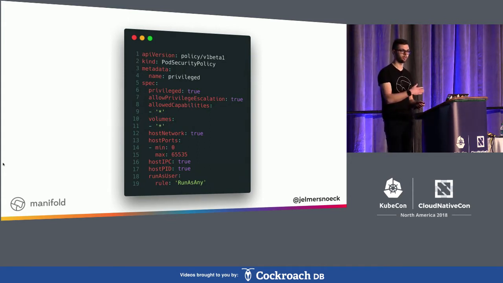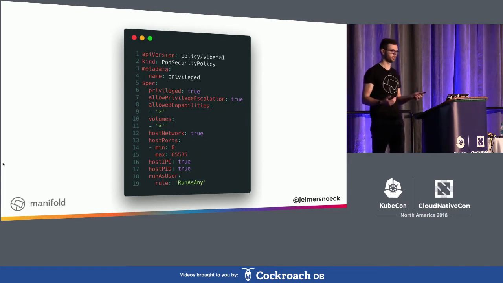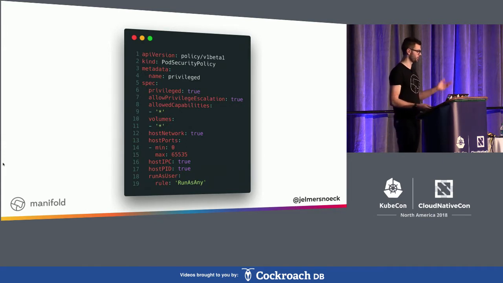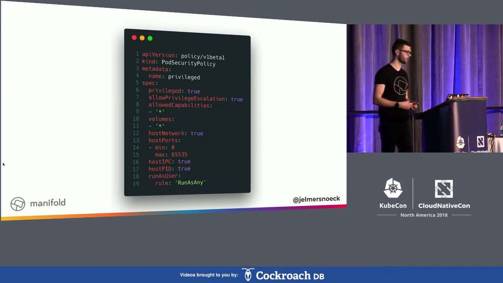But then we can actually dive in and install these. So this is a privileged policy. This gives you access to everything. As you can see, you can escalate to privileged, to root. You allow all the Linux capabilities. You have access to all types of volumes like config maps, secrets, persistent volume claims. You can access the host network, and you can even run as root.